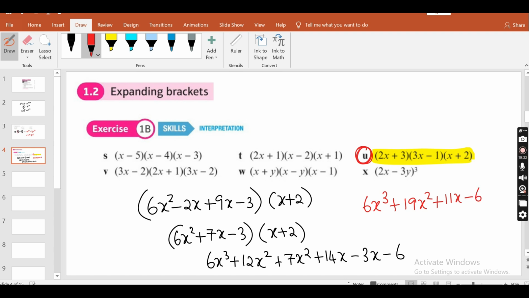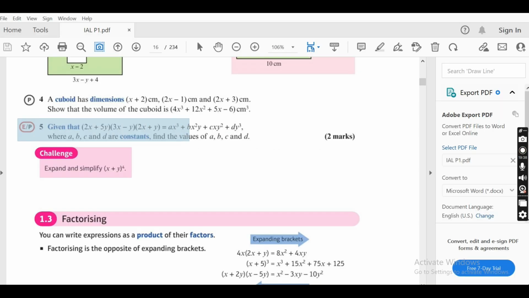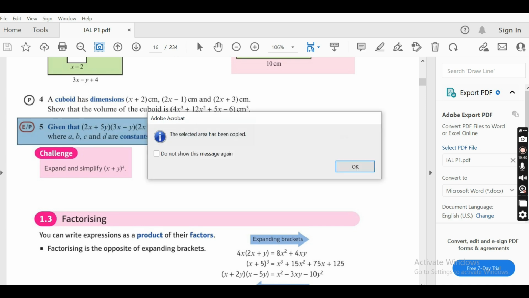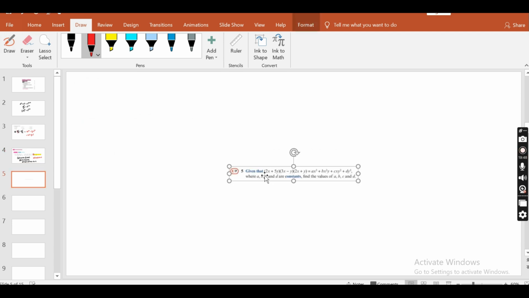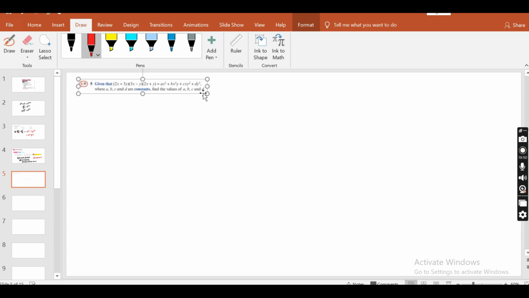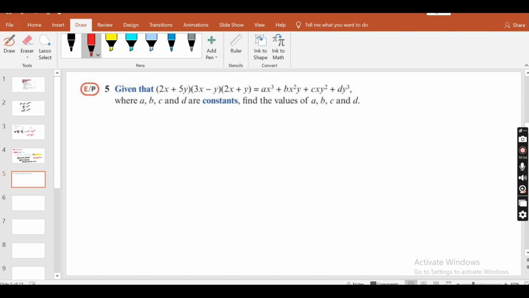Okay? Okay. So I'm going to take one more question from the exercise. I'm going to solve it. I want you to pay attention. Have you copied this? Yes, sir. The same exercise, question number 5. I don't want you to write the questions. Always write the question number only. Okay. Write exercise 1B, question number 5.